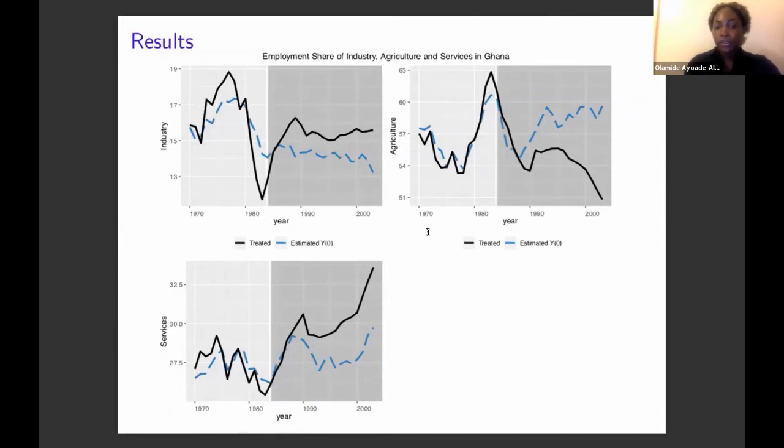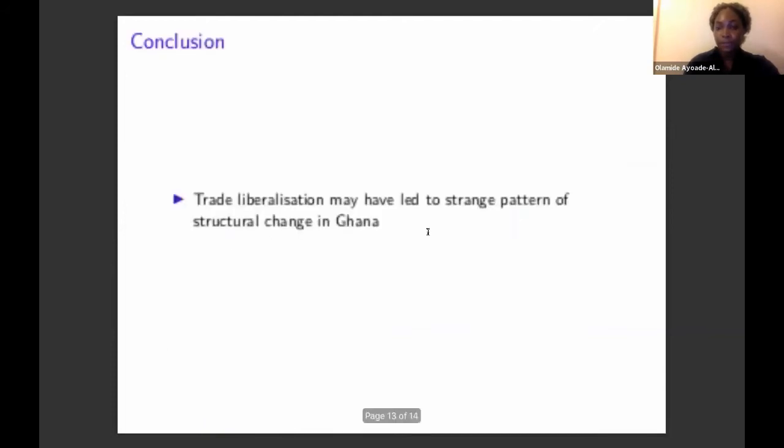And so the findings of this paper indicate that trade liberalization may have been part of the cause of the pattern of structural change that is observed, that is not a growth enhancing pattern of structural change.